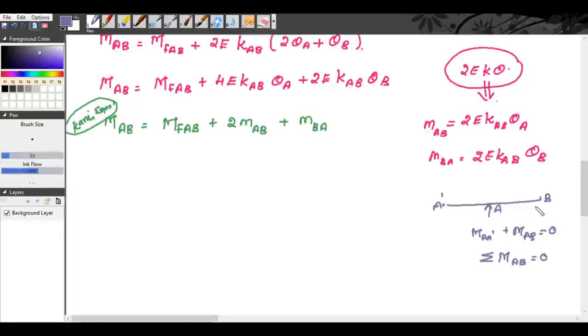So now what we get is sigma MAB will be equal to 0.